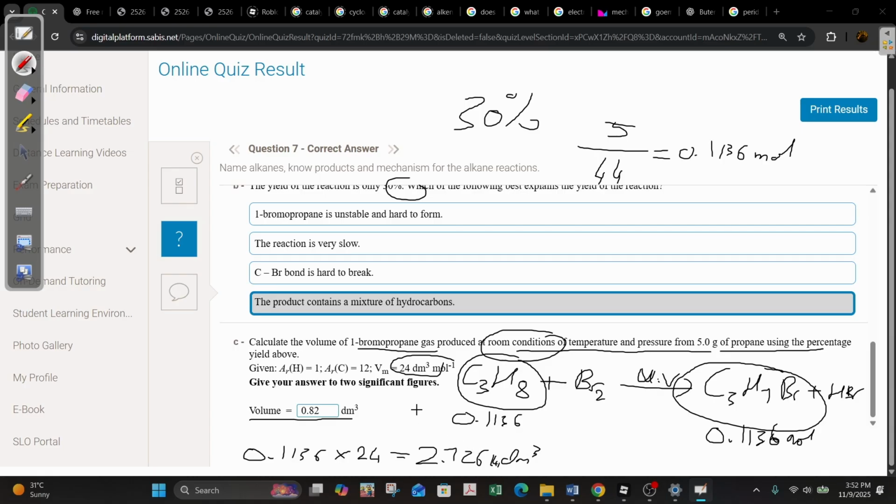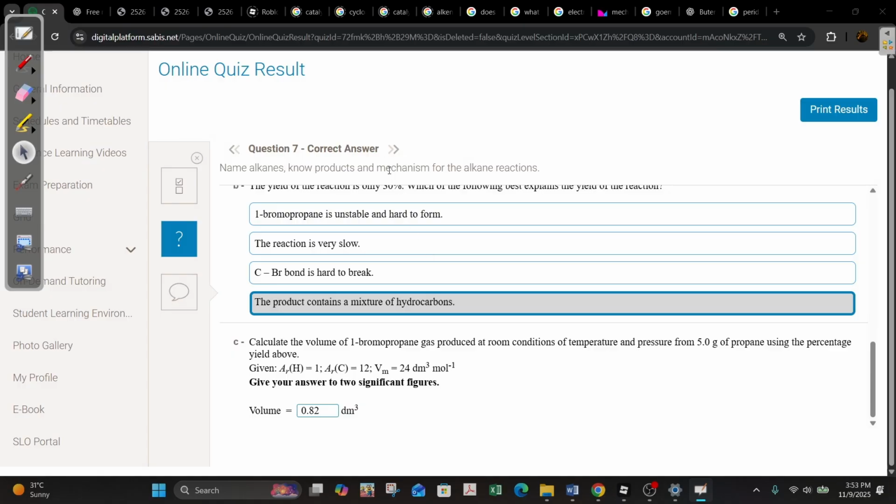But they're saying that only 30% of this is formed. How do you do that? You multiply by 30 over 100. And you will get 0.81792, and when you round it, you get 0.82. That's that. Nothing too hard, nothing too crazy.